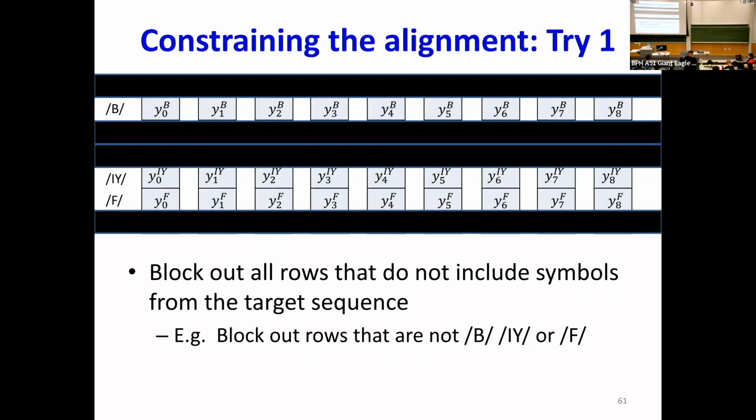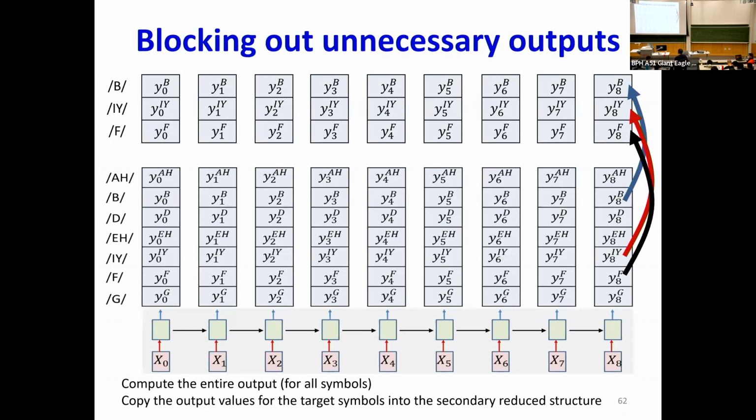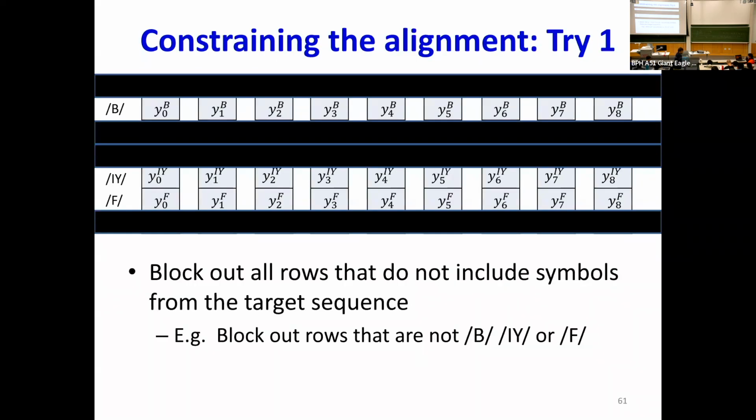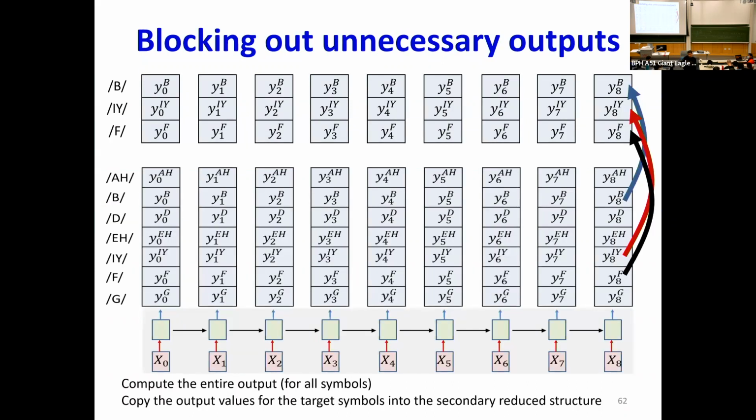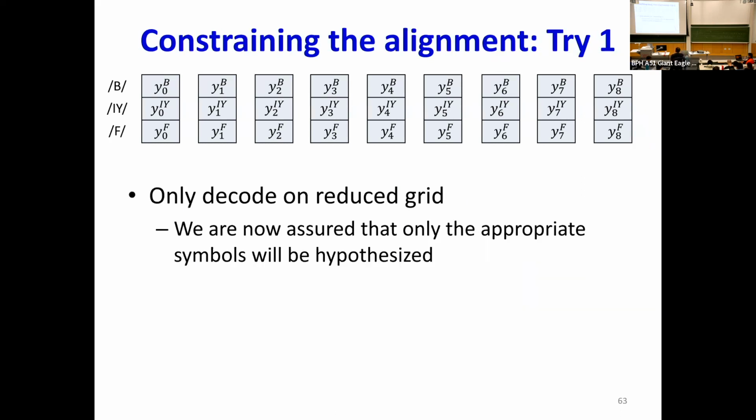So this way I make sure that the symbol at each time is a symbol that's actually in my word. Is this enough? Why not? Here's a different way of thinking about it. Instead of saying I'm blocking everything out, I can say I'm pulling out those 3 rows corresponding to B, E, and F, and making a separate table of probabilities with it, and then just working off of it. And so now we just align using the reduced grid.